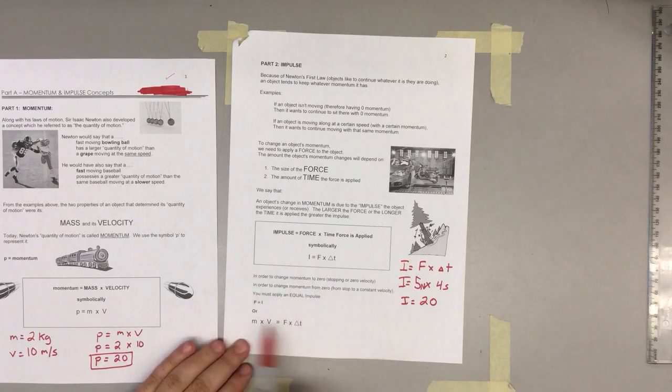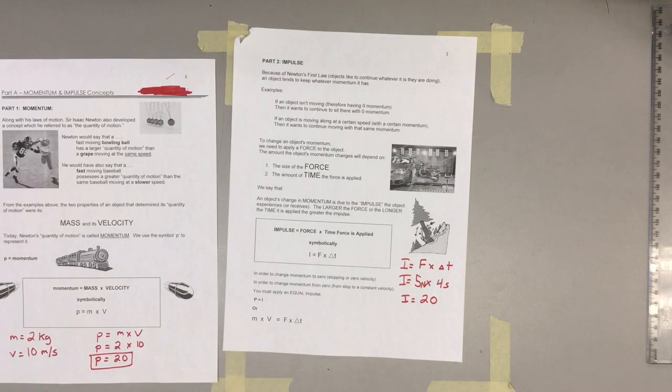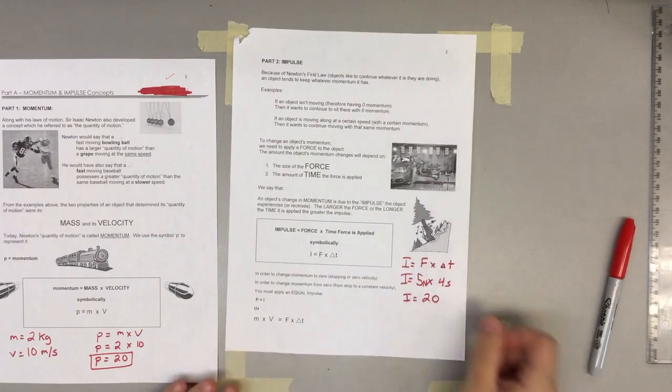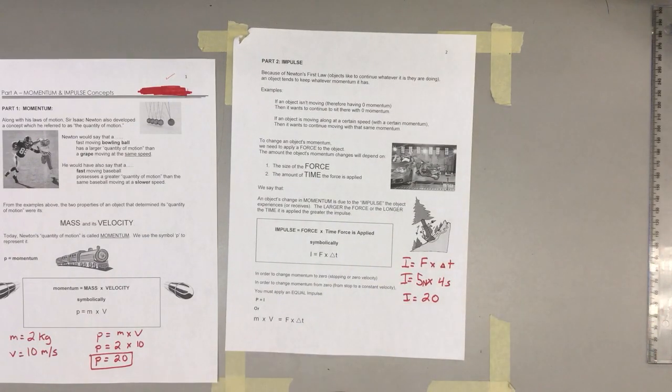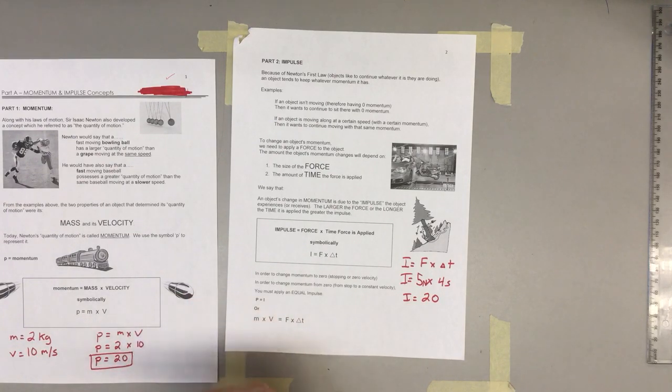So that's what we're talking about down here. In order to change momentum to 0, so to stop it, or to change a momentum from 0 to make it move, you have to have the momentum equal to the impulse, like we had here. Now, where we use momentum and impulse a lot is in vehicle safety. Since an object like a car has momentum when it's moving, you're going to need an impulse to stop that movement.